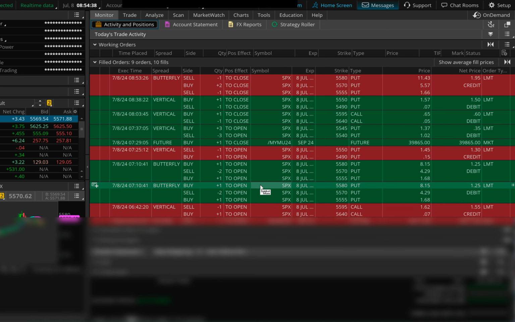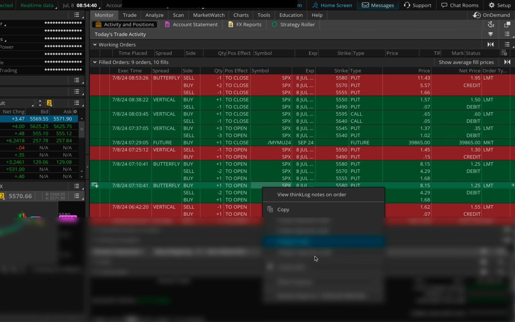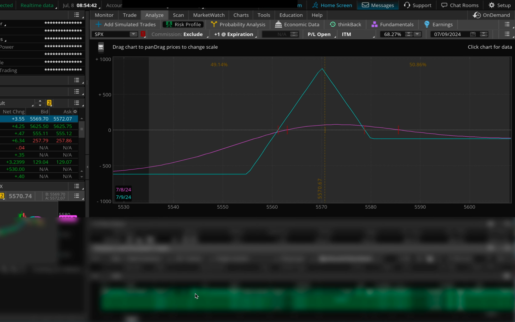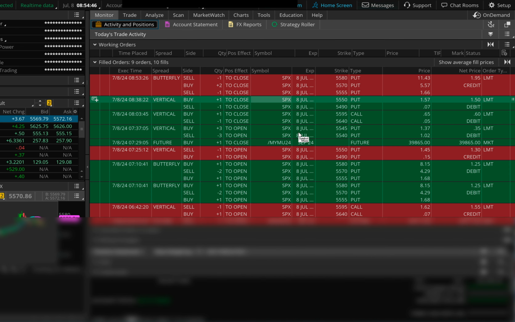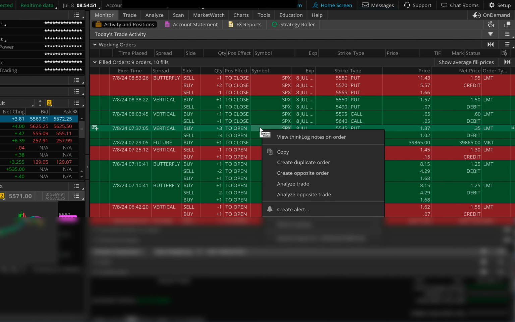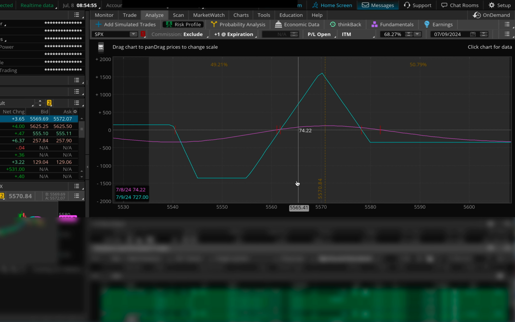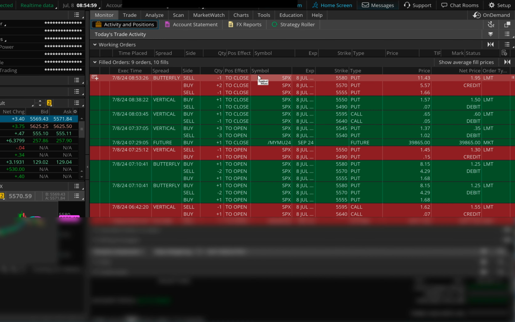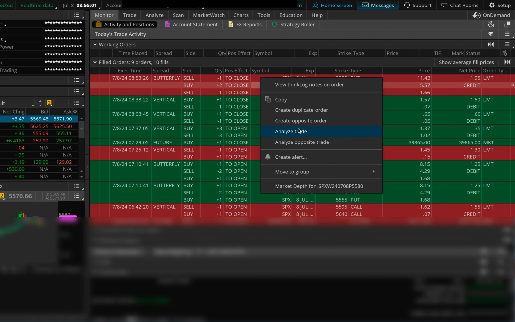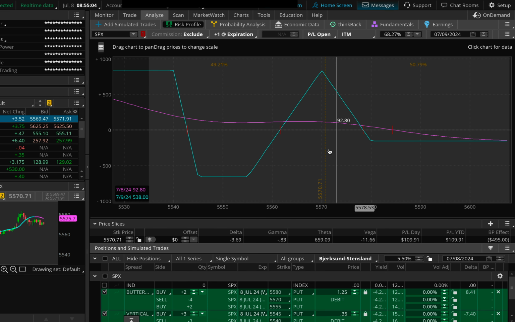Okay, so this is the first one we put on. We did 2 of these, 2 at 125, 2 butterflies. And then we put some little wings on, which gave us that position. And then just now we closed out one of the butterflies. So this is our current trade.